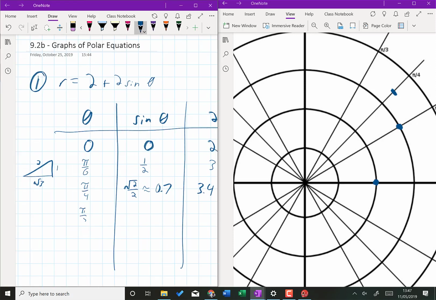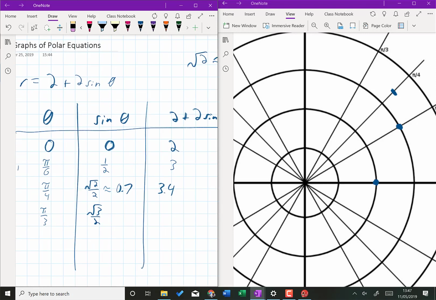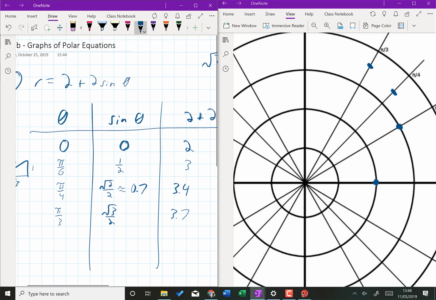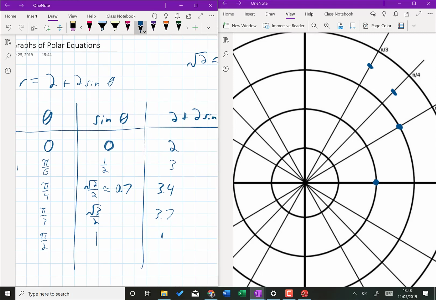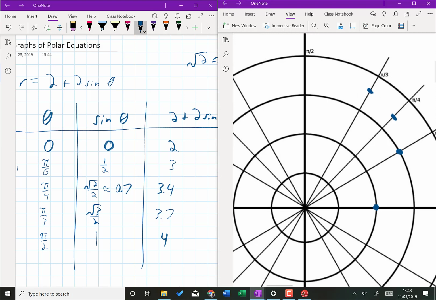Pi over 3 is root 3 over 2. I know root 3 is 1.7. So 2 plus 1.7 would be 3.7. I'm going to put a dot out here. And then finally, for this set, pi over 2. Sine of pi over 2 is 1. That's vertical. 2 plus 2 times 1 is 2 plus 2, which is 4. And I'm going to put an ordered pair at (pi over 2, 4).